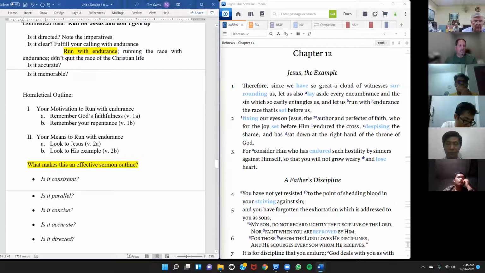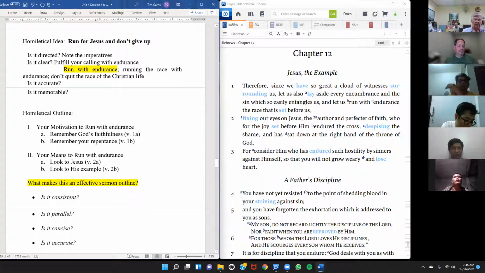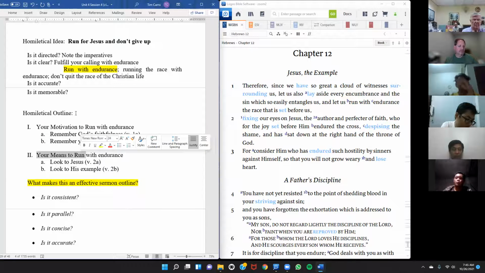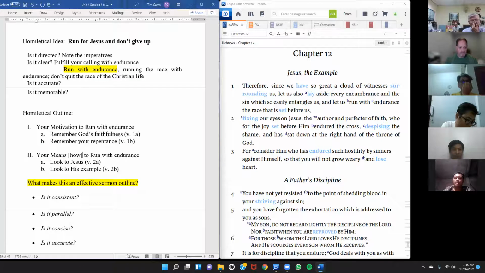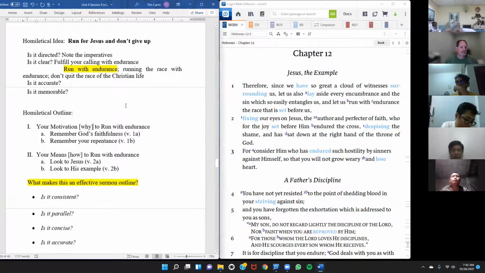Now I had the word run in the outline because in my original idea I had the word run. So in the outline I said your motivation to run and your means to run. And means is basically the how. You remember the motivation is the why. From the block diagram of the passage, we saw those two main points. The motivation was, since we have so great a cloud of witnesses and having laid aside every encumbrance, and then the means was fixing our eyes on Jesus and his example.